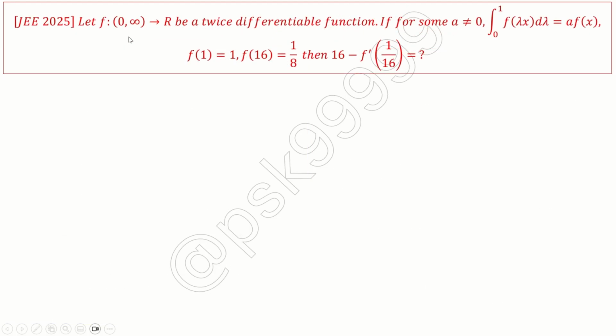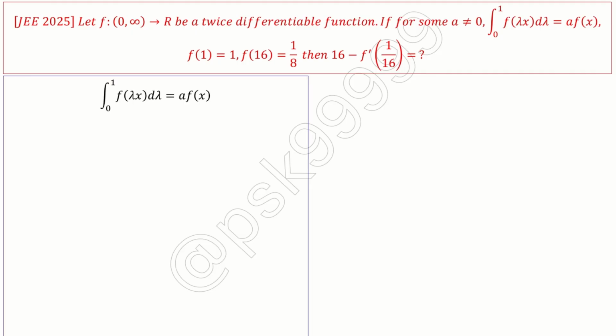Let f be a function defined from positive real to real, a twice differentiable function. If for some a which is not equal to 0, the integration from 0 to 1 of f of lambda x d lambda is equal to a times f of x. And a few values are given: f of 1 is 1, f of 16 is 1 by 8. Then what is the value of 16 minus f dash of 1 by 16? Okay, so all we need is to find out f of x first, and then we can substitute the values and do the remaining things, right?